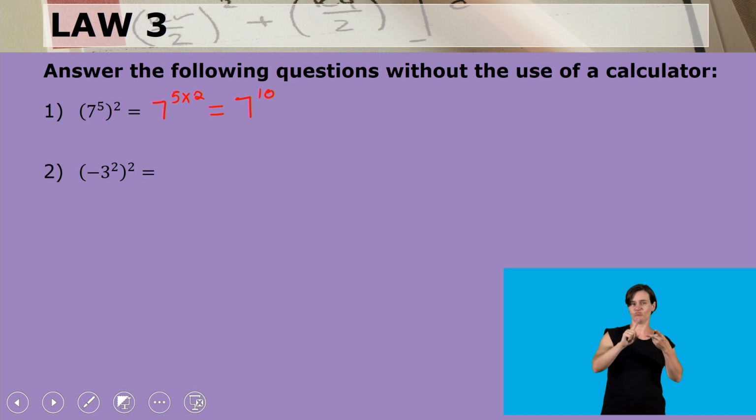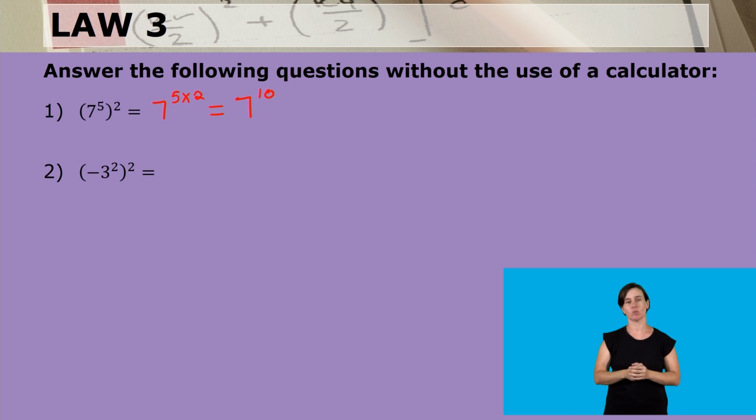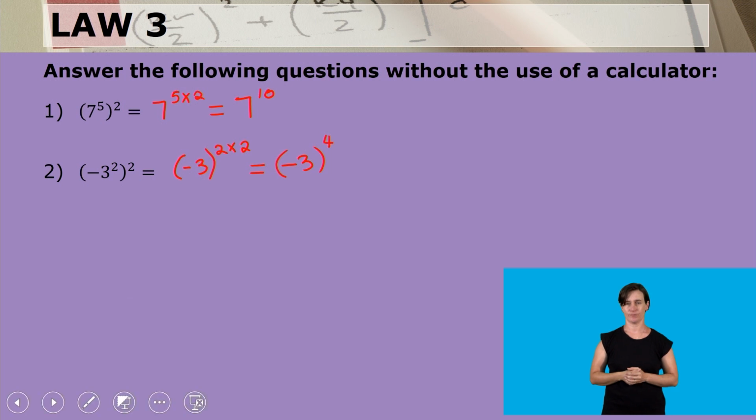What about this next one here? We have a negative 3 squared, and that has been raised to an exponent of 2. So that is going to be a negative 3, and we are going to multiply those two exponents. Do you know what the answer is going to be? Yes, it's going to be our negative 3, and this is going to have an exponent of 4.